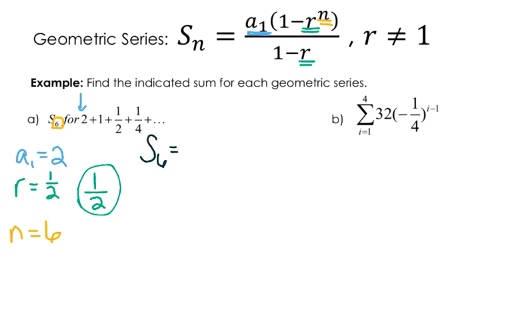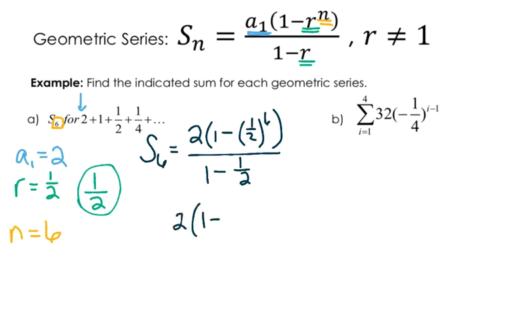Okay, so we now have all the numbers that we need to find the sum of our first 6 terms. So I'm going to plug into the formula. My first term is 2. 1 minus the common ratio is 1/2. So I've got 1/2 raised to the 6th power. All of this divided by 1 minus 1/2. Now I just need to do some work.